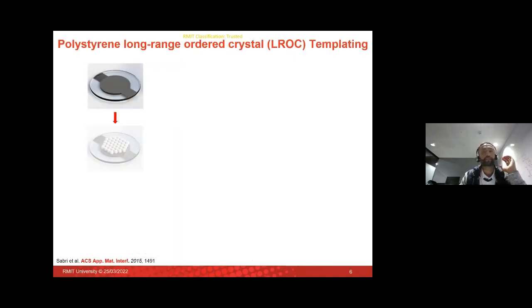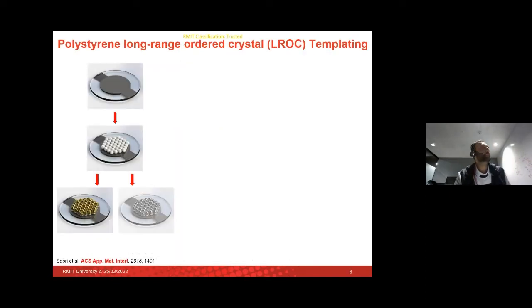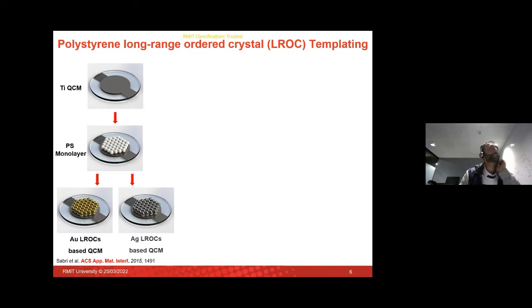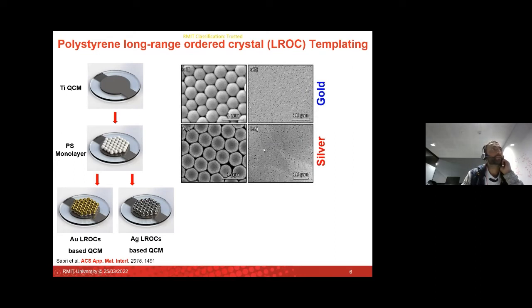So now we got all that out of the way. Now we can start doing colloidal lithography and get reproducible surfaces. You can see here we got a QCM that's got titanium electrodes. In this case, we put polystyrene polymers on it, and all we do is we deposit gold and silver on top, and we get our colloidal crystals with two different materials.